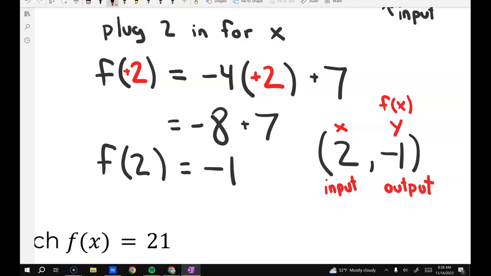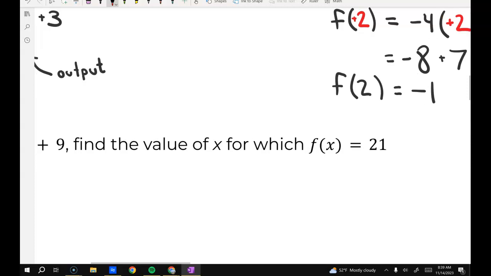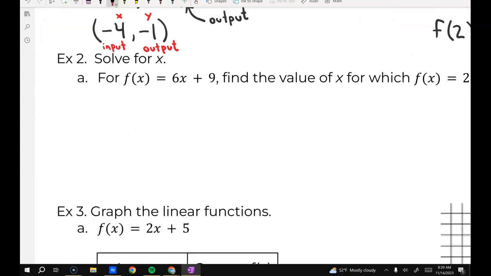All right. So that's one piece of function notation. This is the way when we know what our input is, but we don't know what our output is and we're trying to evaluate. Our next example, you'll see it looks a little different. It says solve for x this time. Now we don't know what x is. We have a function, f of x is equal to 6x plus 9. And we need to find the value of x for which f of x is equal to 21.